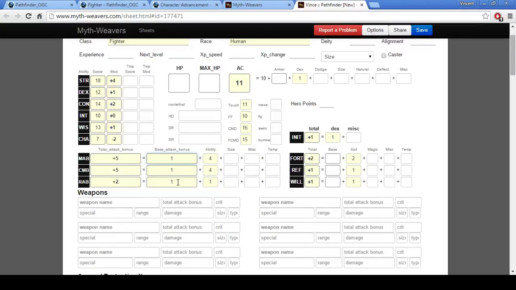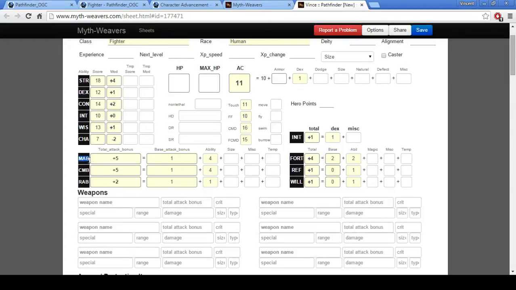We're first going to just enter some numbers. So we're going to put base attack bonus here. We're going to put our +2 to fort here, and this is going to be 0 and 0, because that's what our character sheet told us. And now it's done a bunch of calculations for us. So now I'm going to take you through what these numbers actually mean.